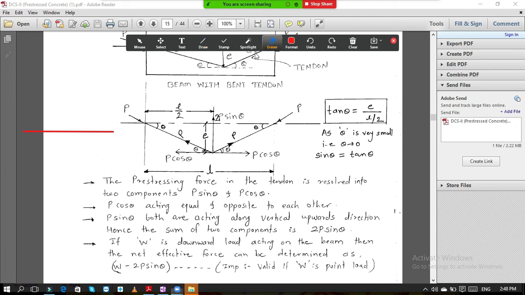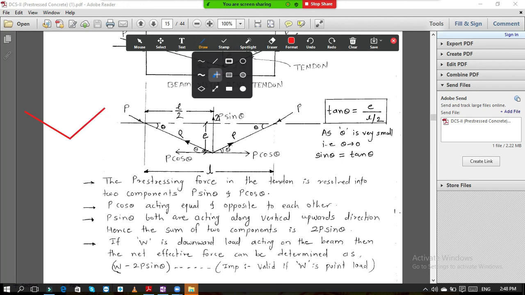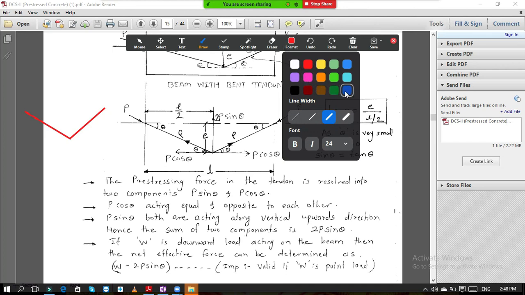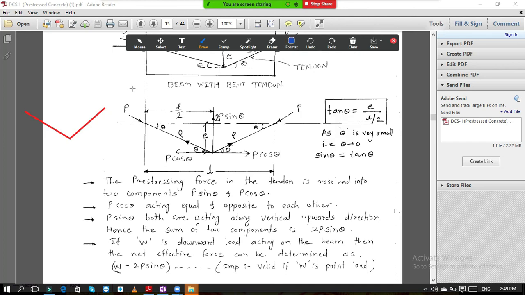Instead of drawing the horizontal line, I will directly draw the bent tendon. So now this is the tendon line, and now here the force is okay. So now pre-stressing force P. So the pre-stressing force P, it is over here. This is the acting pre-stressing force P.